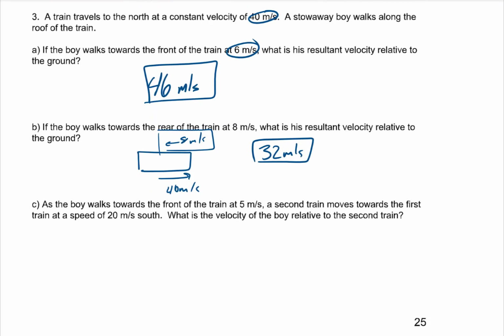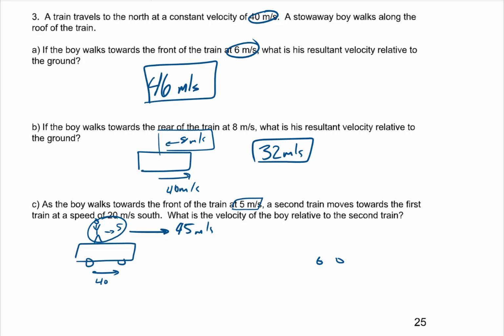Now, as the boy walks towards the front of the train at 5 meters per second, a second train moves towards the first train at a speed of 20. What's the velocity of the boy relative to the second train? Now we have lots of stuff happening. So here's our first train with the boy on it. So let's just deal with him right now. The train's going 40. The boy's on top going 5 relative to the train. So the boy's real velocity is 45 meters per second.